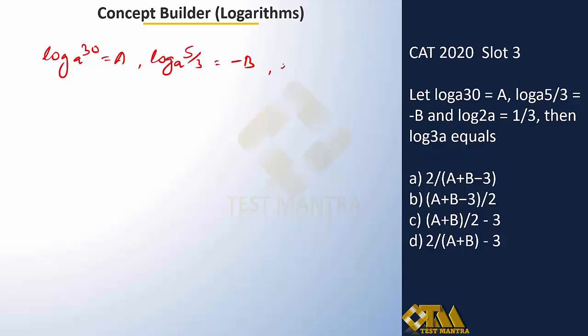I can also represent this one as log 2 to the base a, because the previous two values were in the base a. It should be equal to 3. I'll just mark these, and my requirement is nothing but to find out log a to the base 3, right? In other words, I can also represent this one as 1 by log 3 to the base a, right? So that is my requirement here.